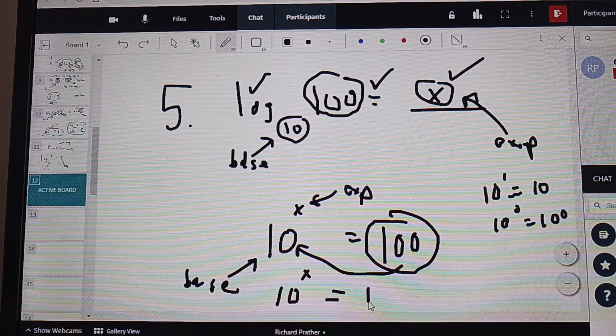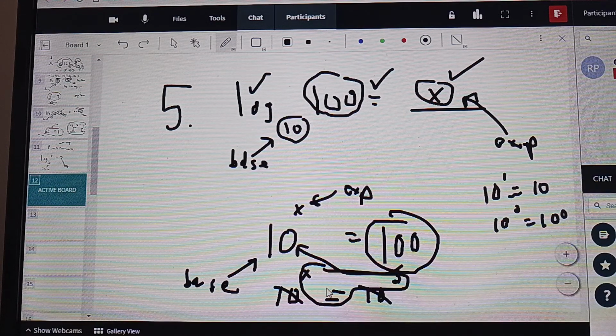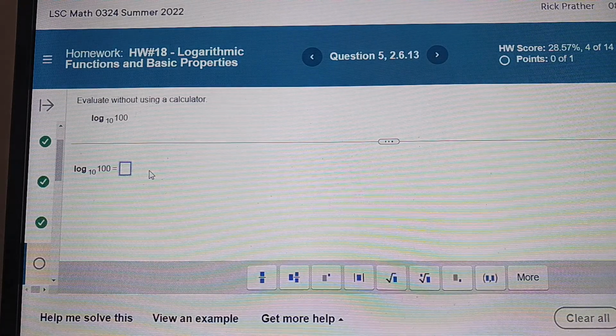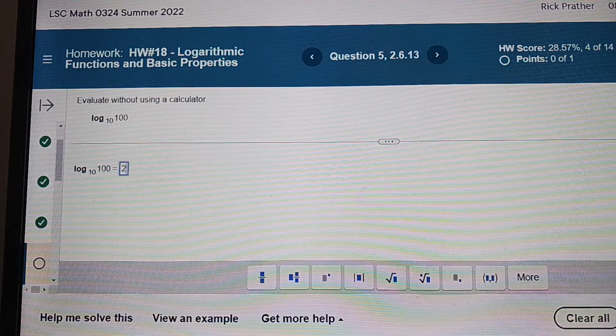10 to the x equals 10 to the second. The 10s cancel out, and x equals 2. I don't even have to solve because it's already x. So log base 10 of 100 equals 2. It's not so obvious why that's the case. So that's why we switch to exponential, where you do something that you're more used to working with, and then you can find the answer.